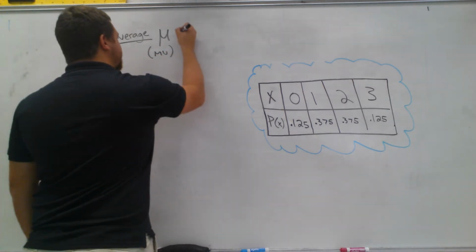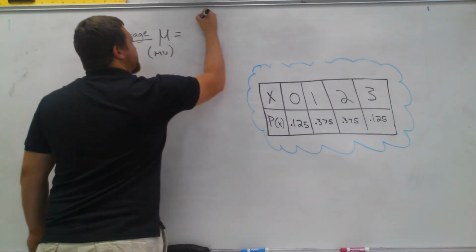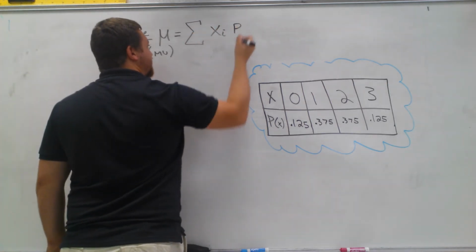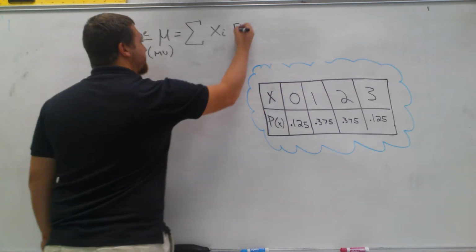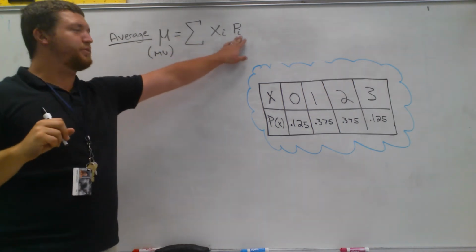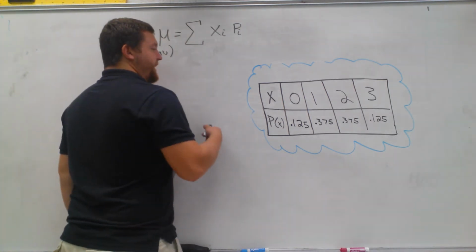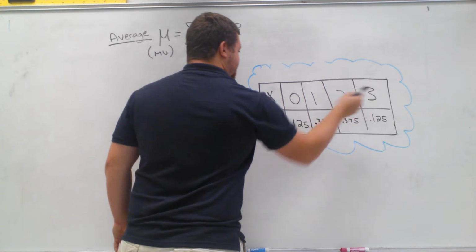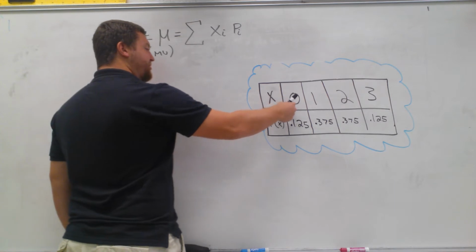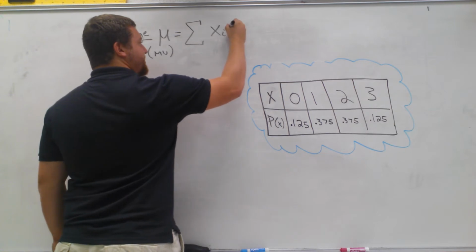And the equation for mu is sigma xi times pi, or times p. So the sum of my xi's times their probability. So my first xi I get to, remember this is x and these are my xi's, my first xi I get to is 0. Okay? What is the pi? What is the probability of that xi? It's 0.125. And since these are stuck together, it means multiply.